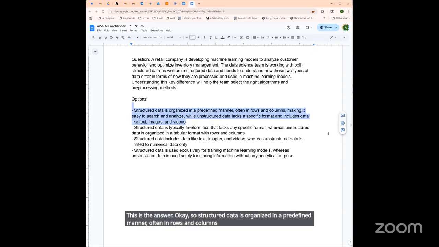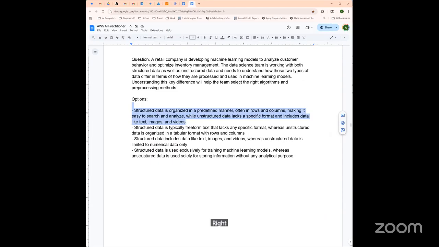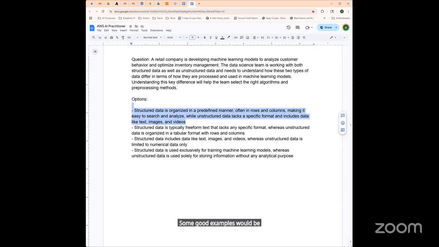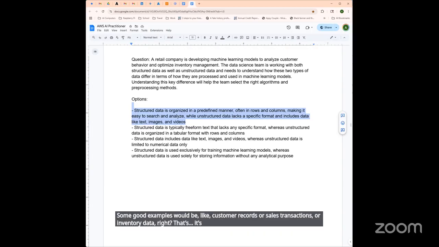This is the answer. Structured data is organized in a predefined manner, often in rows and columns, making it easy to search and analyze, while unstructured data lacks a specific format and includes data like text, images, and videos. All right, so why is this correct? Structured data: organized, predefined, easy to search and analyze. You have to understand that, and it says it in the question. It's easily found in databases and spreadsheets. Some good examples would be customer records, sales transactions, or inventory data.